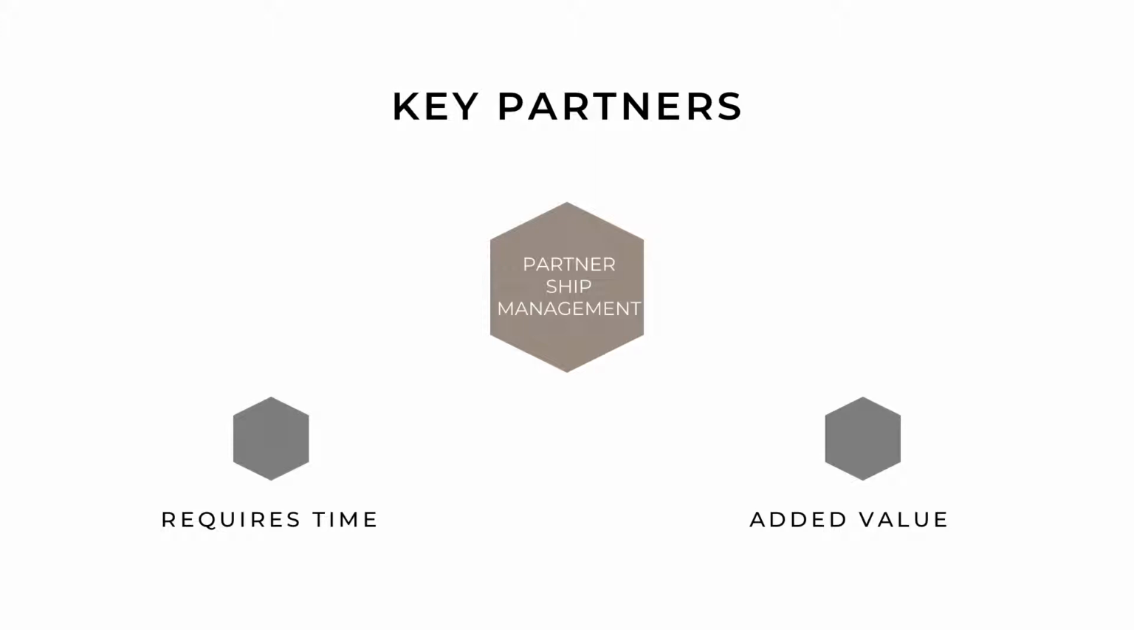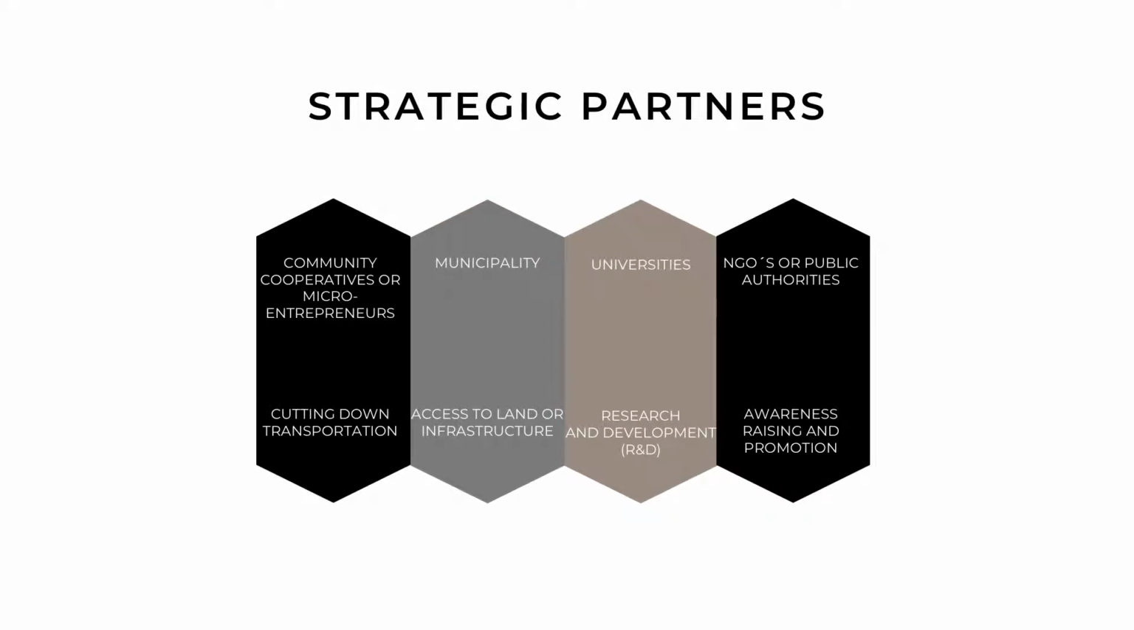Especially think of strategic partners that can help you make your procurement and distribution processes more efficient by cutting down on transportation. One way of doing this is engaging with community cooperatives or micro-entrepreneurs. Also think of strategic partners for getting access to existing land or infrastructure, like the municipality, universities for doing research and development, and NGOs or public authorities for awareness raising and promoting your products to new customer segments.